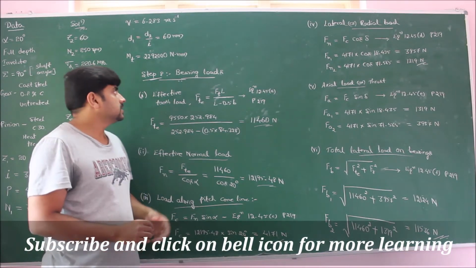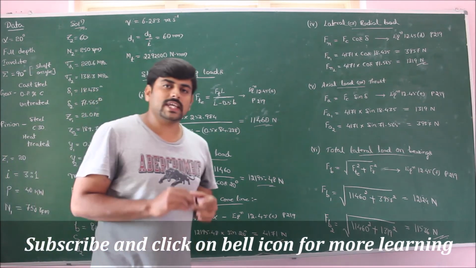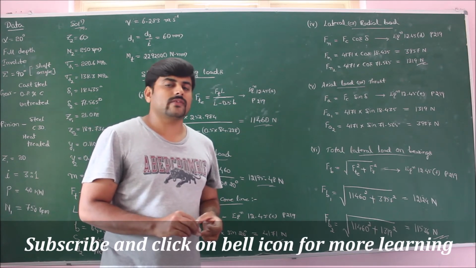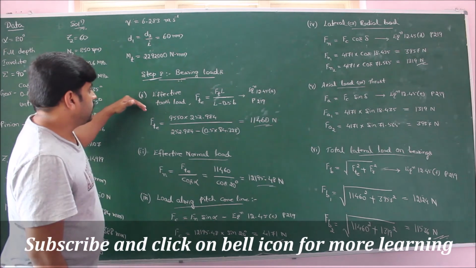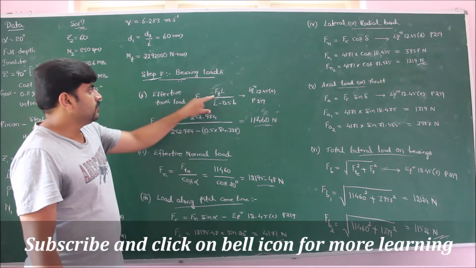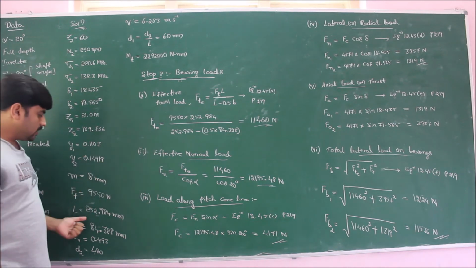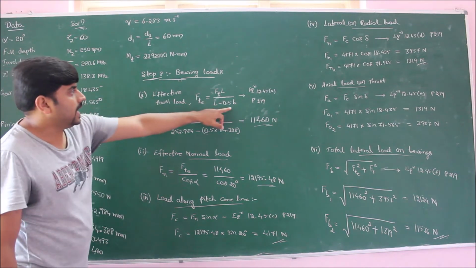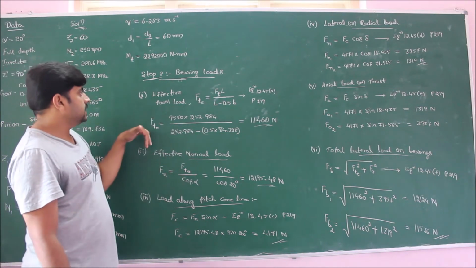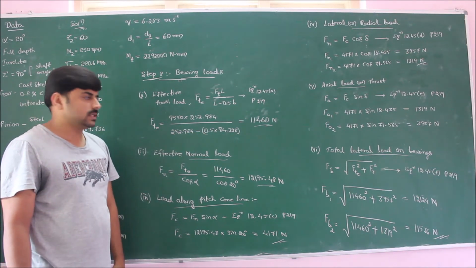Coming to step 8, that is bearing loads. As I said, we should solve equations 12.45a to 12.45f of page number 219 of our design data handbook. For effective tooth load, it is given by equation 12.45a, page number 219. We already know the value of Ft, which is 9550 newtons. Length is already known, 252.984, and the value of face width is also known to us, 84.328. Substituting and solving, I will get the effective tooth load, which is coming around 11,460 newtons.